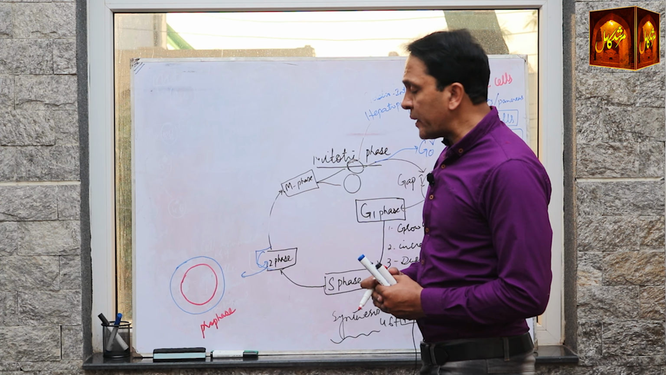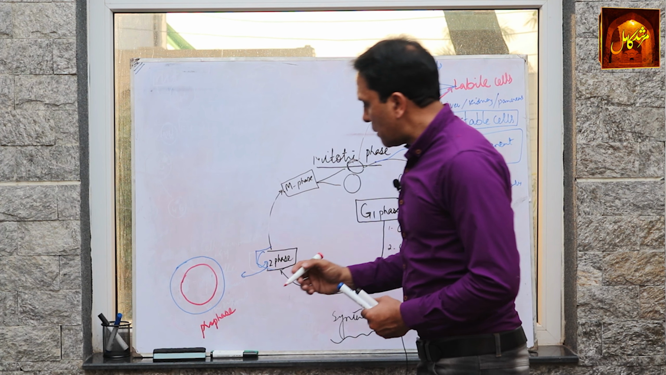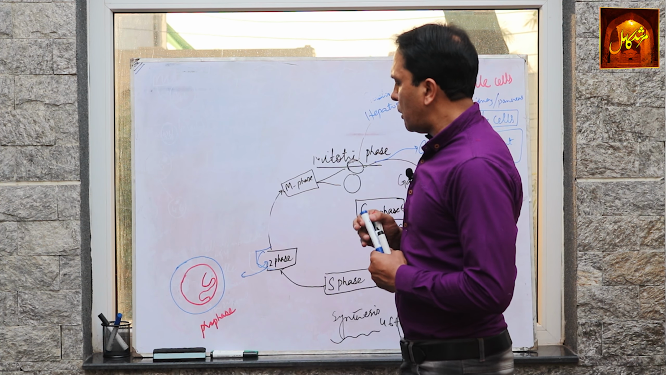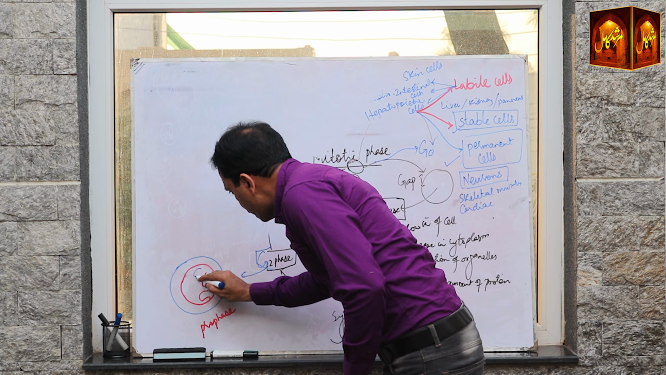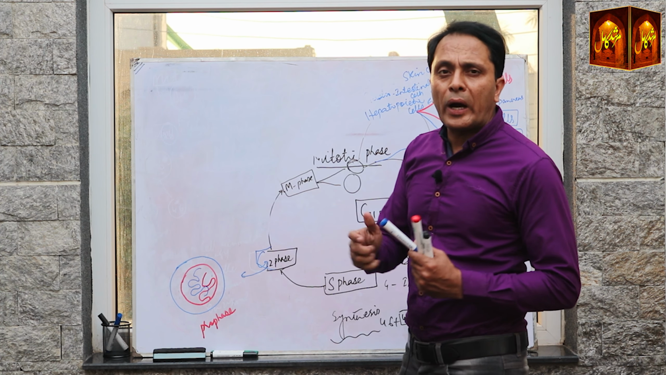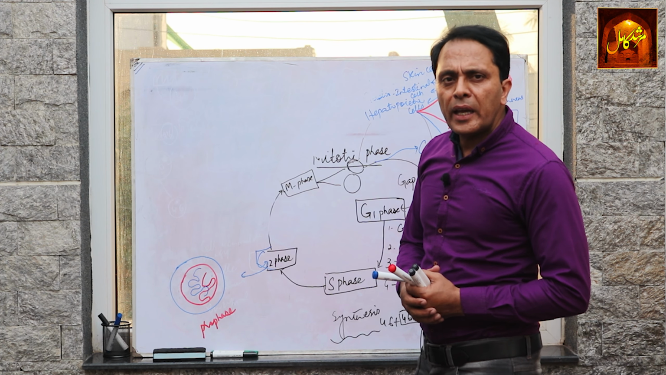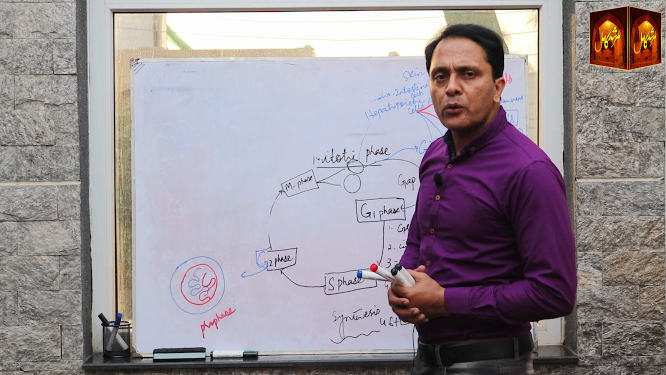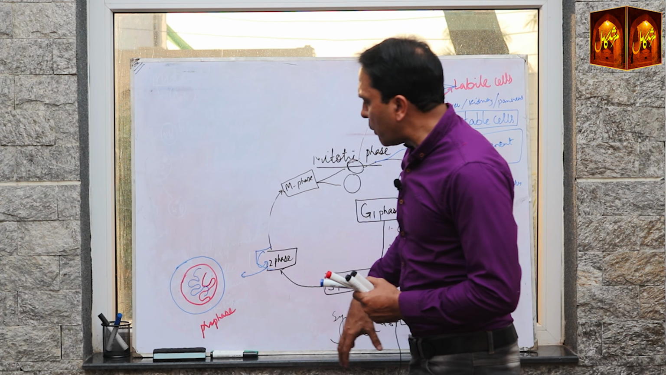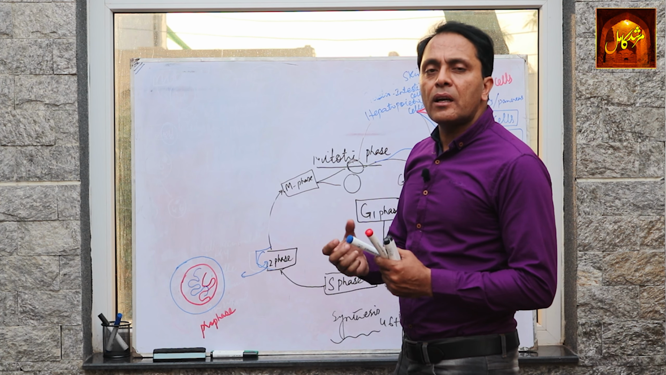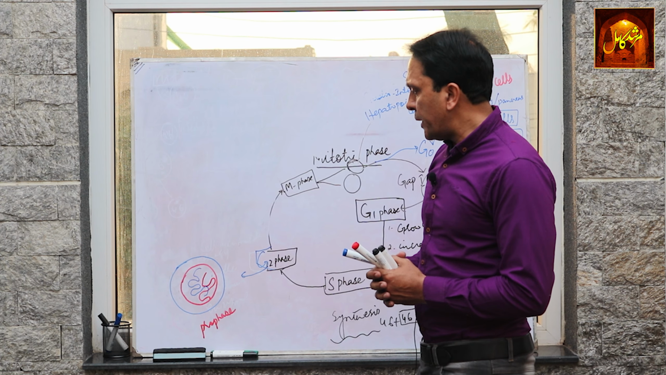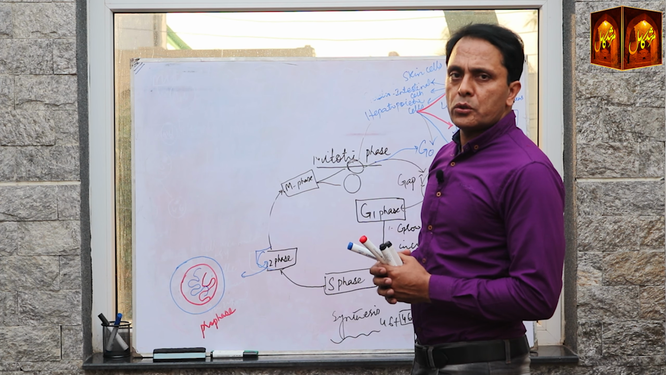Then what next? The chromatin material, which is actually DNA and histone protein in its coil structure. This DNA material is present in the form of chromatin network. This network starts getting condensed, and when it is condensed, it will be changed into chromosomes.